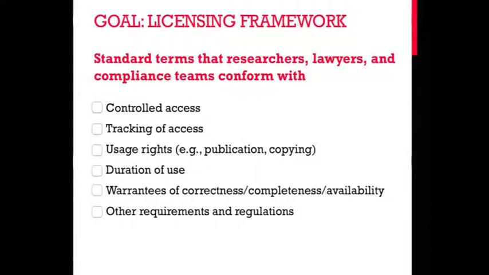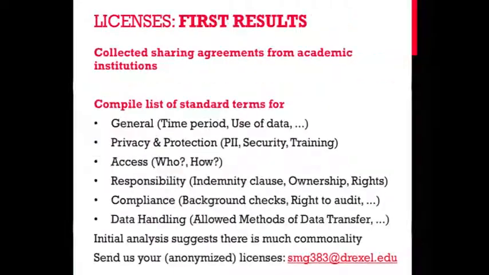So our goal is to have some set of standard licensing terms, checkboxes like, oh, it has to have controlled access, and here's who can have access, or tracking of access, auditing, a set of usage rights about who can publish the data, whether you can publish the data, some duration of use kinds of agreements, some warranties about the completeness of the data. Maybe there are other requirements or regulations you have to comply with. So there's a set of kinds of things that might be covered. And the idea is somebody can check off in their license which ones of these apply.